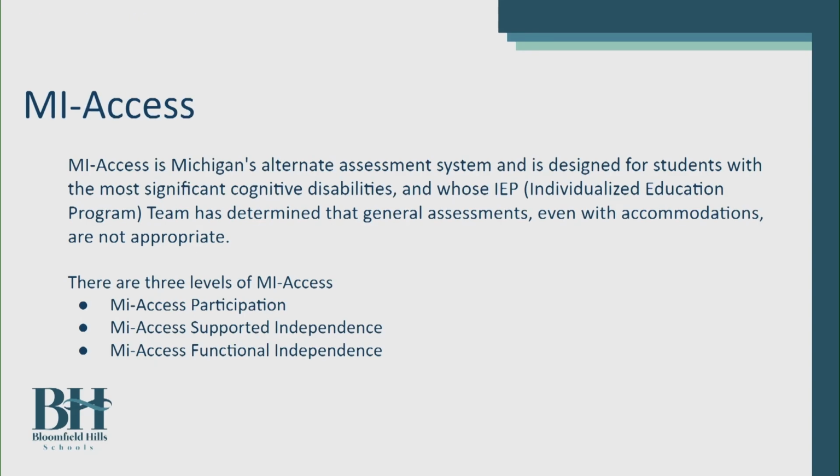So the My Access is the MSTEP for our significantly cognitively impaired students. There are 3 levels of that assessment. There's My Access participation for the most severely cognitively impaired. Then there's supported independence and functional independence. And these are the students that have an adjusted curriculum and are meeting adapted state standards. Their goal is not always all of the state standards. So this is just an overview of what My Access is.